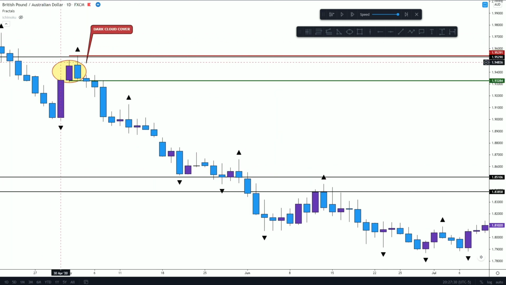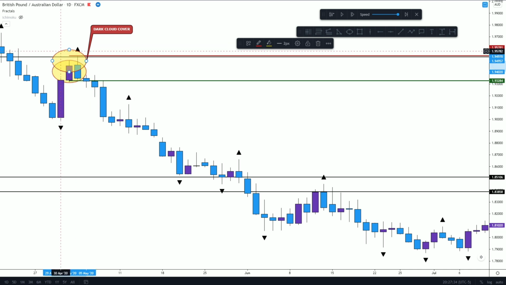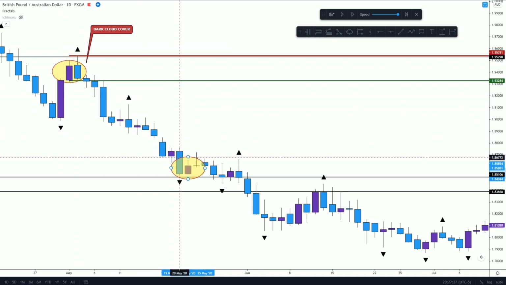So let's go ahead and move this down. Let's clone this actually, and let's drag this over here. So we had a tweezer bottom here, which is a bullish reversal, but you see that the market did go up, but it failed to break higher. So you see the market even went lower.